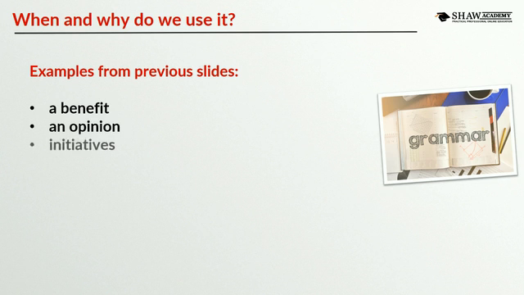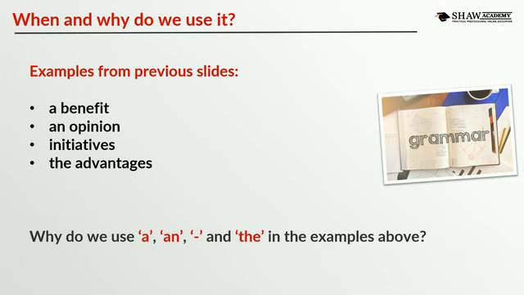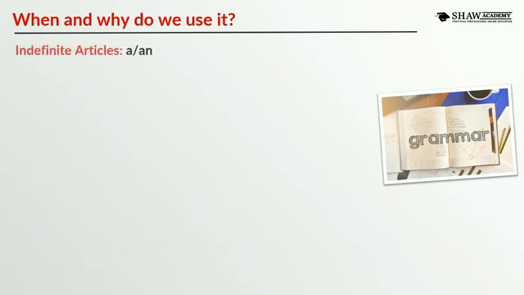So let's look at examples from the slides. A benefit, an opinion, initiatives, the advantages. So why do we use a, an, the, and I have this little hyphen here just to signify that we have not used anything in front of initiatives, okay? So why do we use a, an, nothing, or the? Okay, well, let's have a look first at the indefinite articles. So a or an, okay? And when do we use them?